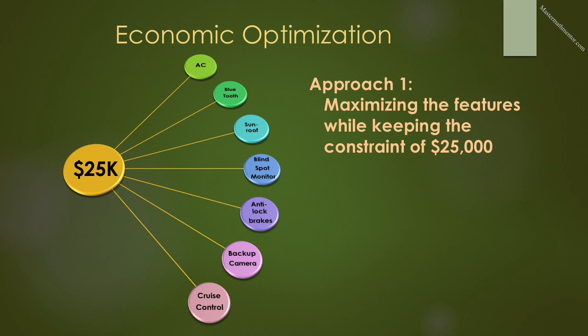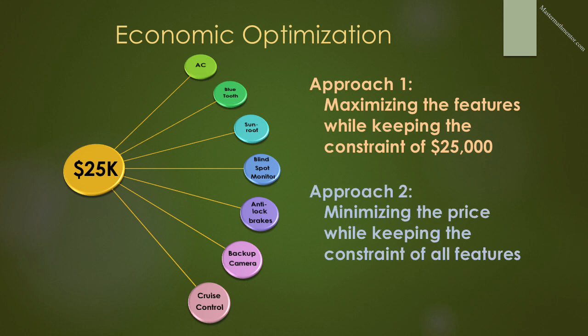Approach 1 is to spend the $25,000 and get as many features as possible. In this case, we are maximizing the features given the constraint of spending no more than $25,000. Approach 2 is to find a car with all the features and spend as little as possible, even if it is over $25,000. We are minimizing the price, given the constraints of getting all the features.